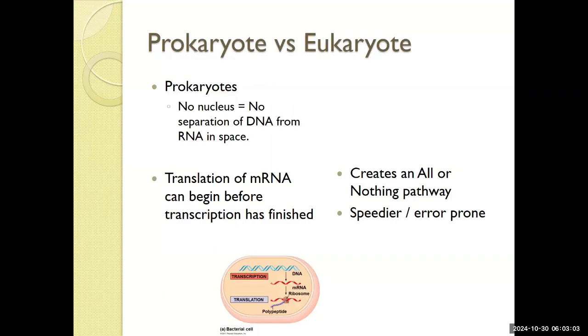Recall that prokaryotes are simple, single-celled organisms. There is no nucleus, therefore no separation of space or time from DNA and RNA. This creates an all-or-nothing pathway. The minute transcription has begun, translation is ready to go. Both can occur simultaneously. This allows this process to be quicker, but at a cost. There's less regulation, and therefore it's error-prone.